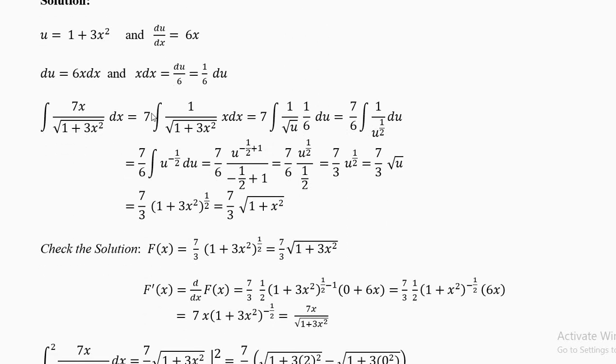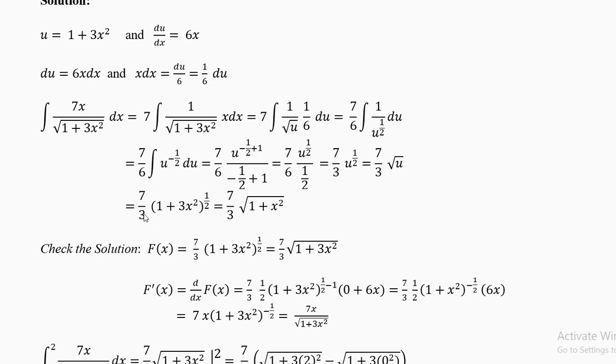Now in this integration, 7 will come out. Then you write the x dx together, just like the last chapter. This will become 1 by square root of u into 1 by 6. This 1 by 6 will come out. 7 into 1 by 6 is 7 by 6. Inside the integral you have 1 divided by u power half into du. 1 divided by u power half is u power minus half. Now you do u power n plus 1 divided by n plus 1: minus half plus 1 divided by minus half plus 1. You'll get u power half divided by half. So 7 by 6 divided by half is 7 by 3. It is 14 by 6, which is 7 by 3. 7 by 3 square root of u.